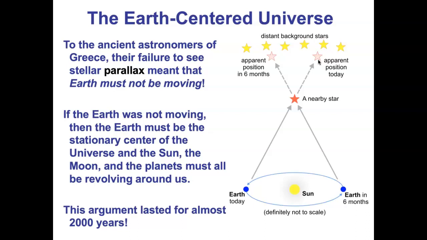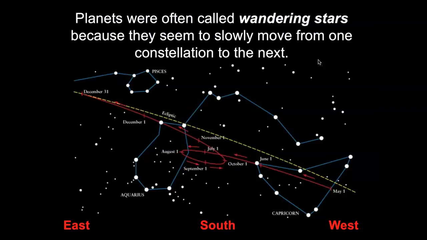And so they thought that everything revolved around the Earth, not just the stars. They didn't just think that there was a celestial sphere circling the Earth, but that the sun, the moon, the planets, everything revolved around a stationary Earth. And pretty quickly, they realized we got one problem with this.